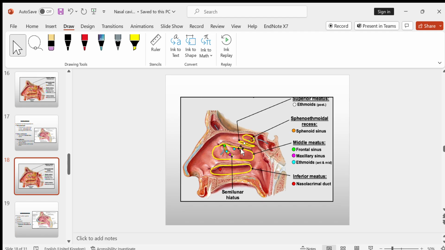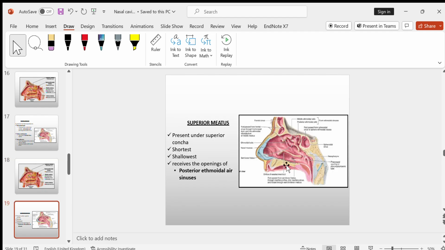Here we can see that this is the middle meatus. This swelling is the ethmoidal bulla, which has opening for the ethmoidal sinus. Then this semilunar shaped hiatus is called the hiatus semilunaris. It has openings for the frontal and maxillary air sinuses.